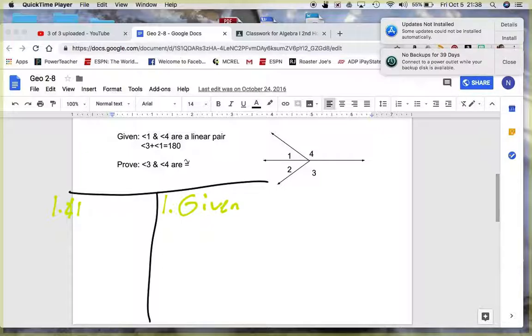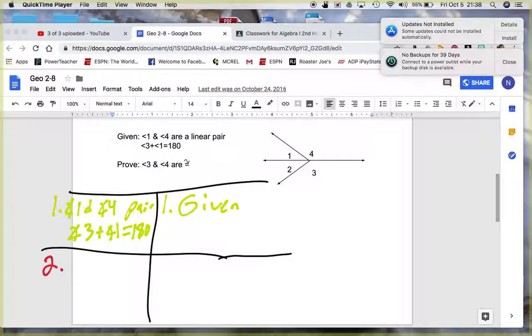So angle 1 and angle 4 are a linear pair. And then I know that angle 3 plus angle 1 equals 180. You have to draw that line in there, but that line, or numbering them, is easier for me to understand, in case you take more than one line. So do something to know they're separate so I can understand that you're separating them. So first thing you always want to do is define the words. So I want to define what linear pair means.